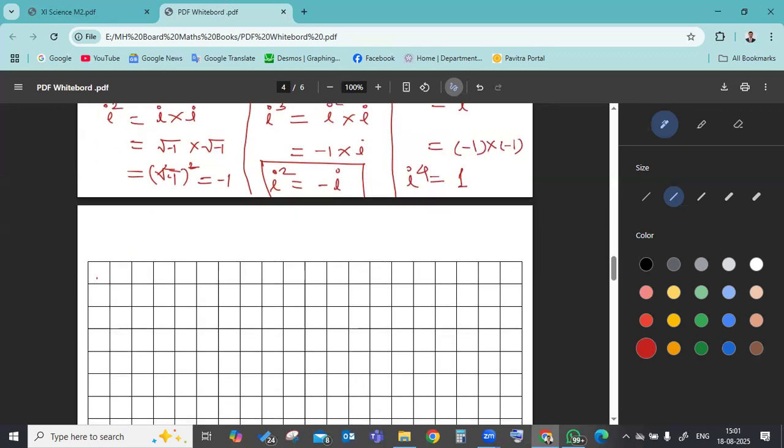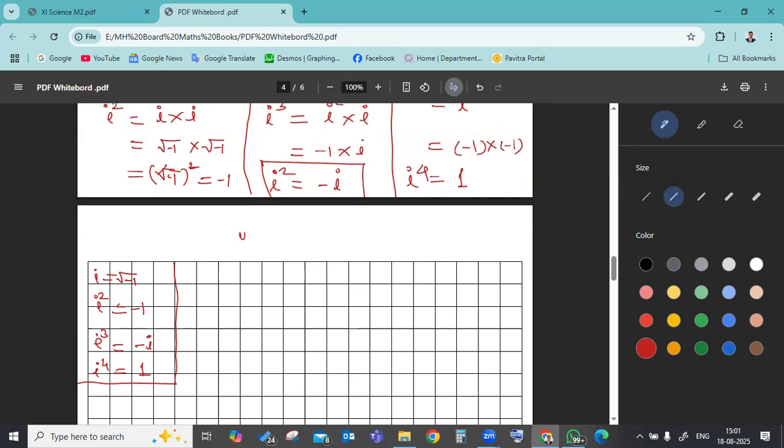Now we have i is equal to square root of minus 1. i square is equal to minus 1 directly. i cube is equal to minus of i, and i raised to 4 is equal to 1. i raised to 4 becomes what? 1, right?